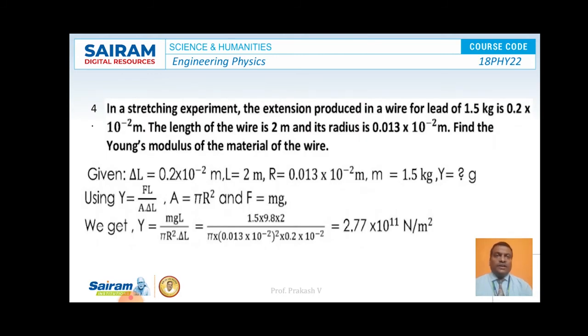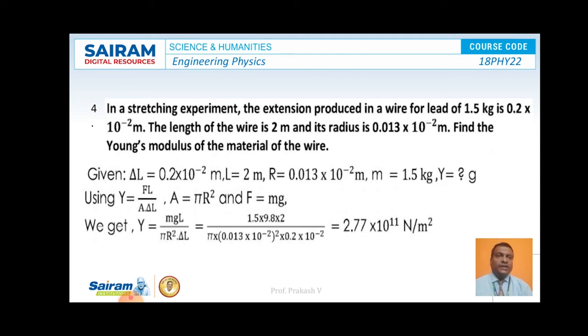In a stretching experiment, this is the fourth problem. In a stretching experiment, the extension produced in a wire for a load of about 1.5 kg is applied. So the extension produced is found to be 0.2 into 10 to the power of minus 2 meter. The length of the wire is 2 meter and its radius is 0.013 into 10 to the power of minus 2 meter. Find the Young's modulus of the material of the wire.